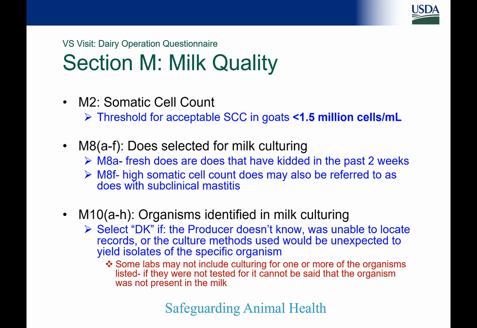M2, so the first one is, did you routinely perform somatic cell count testing on the milk from your herd? If no, you'll skip to question 3. If yes, we want to know what was the herd average somatic cell count for the milk tested in the previous 12 months. Let's see if we have notes on that. I don't think we do. Just to note that threshold for acceptable somatic cell count in goats is less than 1.5 million cells per mil.